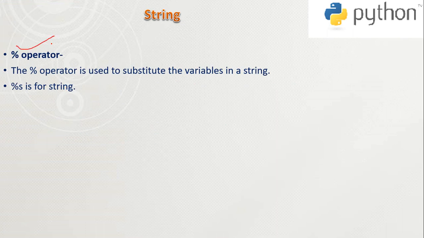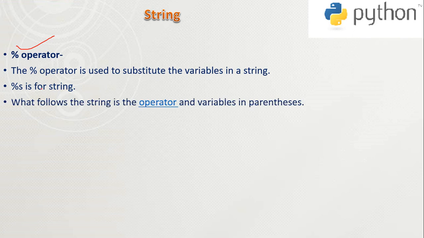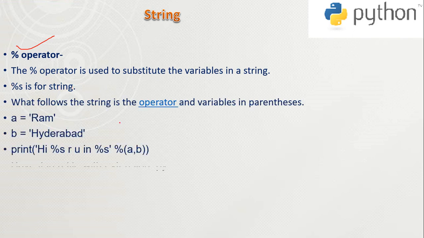The percent operator is used to substitute the variables in a string. That's what I have used here. Percent is a format specifier, just like in C we have a format specifier. Percent s for a string, yes, right? This is substituting the string value, so B is substituting here.